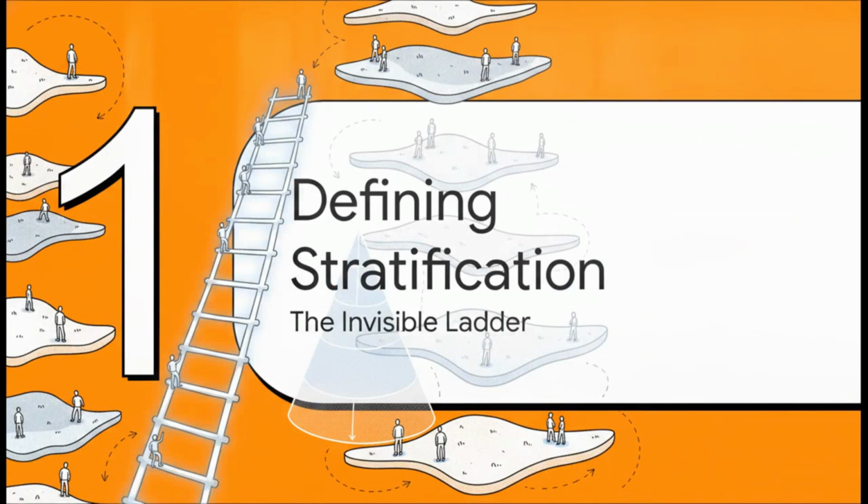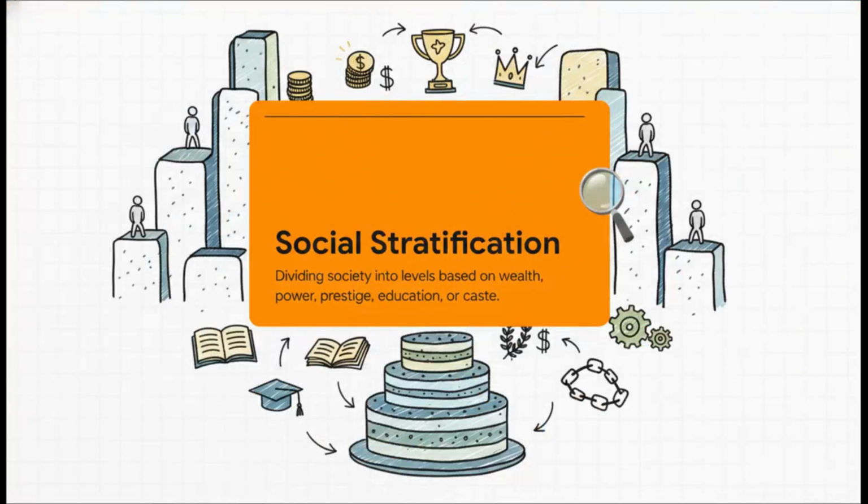Section 1, defining social stratification. Let's establish exactly what this invisible ladder actually is. So, social stratification is fundamentally the process of dividing a society into different levels or classes. The best way to visualize this is to think of society like a massive layer cake. The layers aren't random, right? They are very specifically separated based on a few key ingredients: wealth, power, prestige, education, profession, or caste.